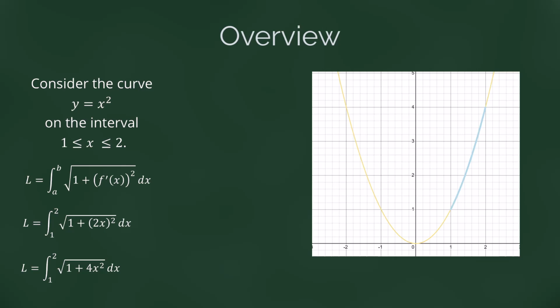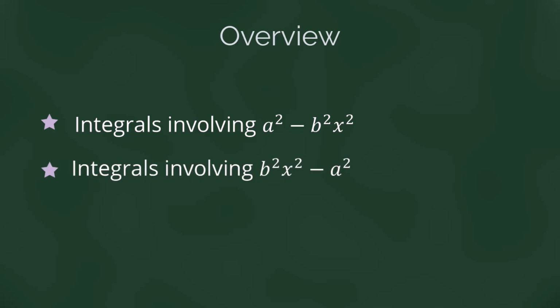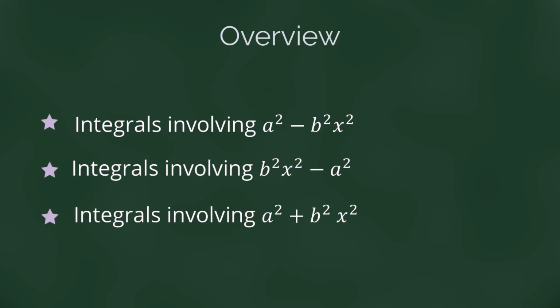We're going to look at 3 different substitutions we may wish to make. The first will involve integrals involving things of the form a squared minus b squared x squared. The next group will look at integrals involving b squared x squared minus a squared. And then the last group will look at integrals involving a squared plus b squared x squared.